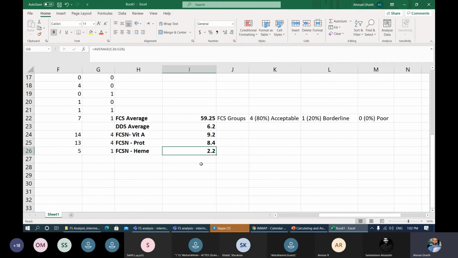Again, it's not a nutritionist's analysis, but it's enough for us to start adding layers to our analysis to really understand what the situation is for that population.